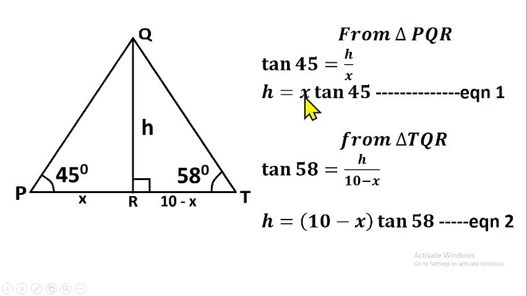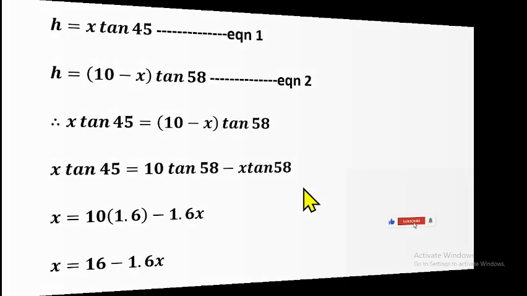Since we know the value of our x, you can easily put that here to find the value of our h. Or since we know our x, you can put that here, 10 minus whatever we get as our x, then multiply it by tan 50 will give us the value of our h. So I hope you understand that now. So let's go back quickly to where we are.